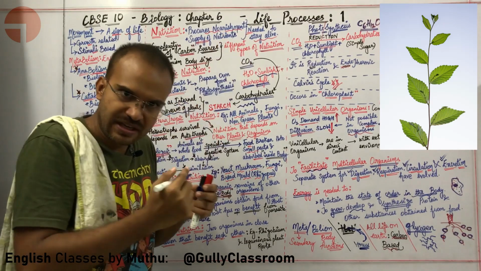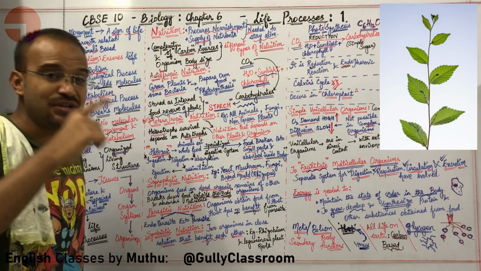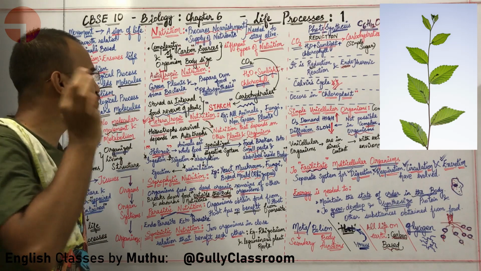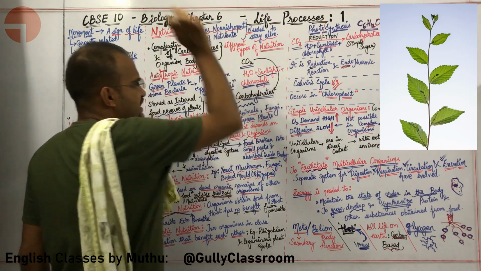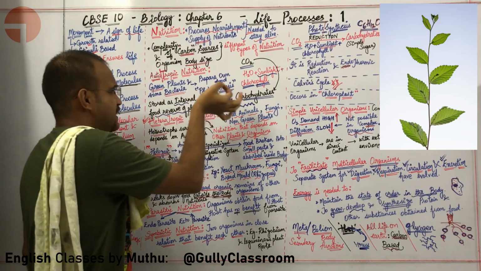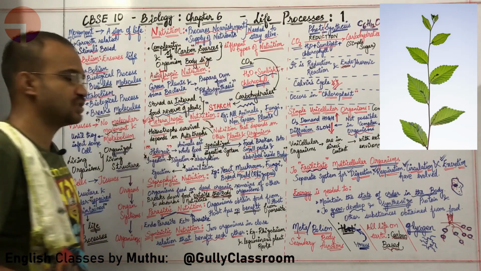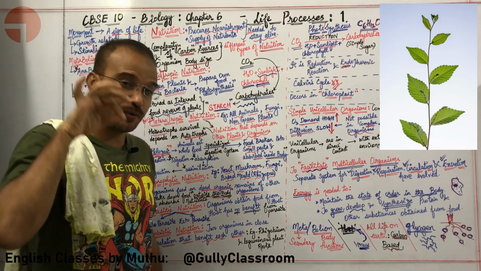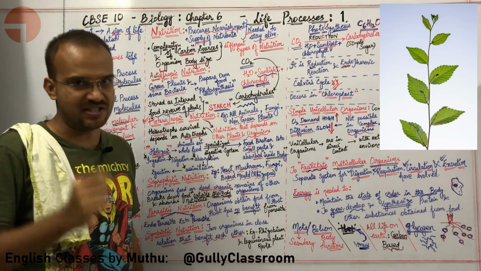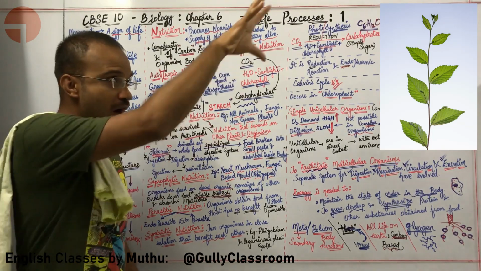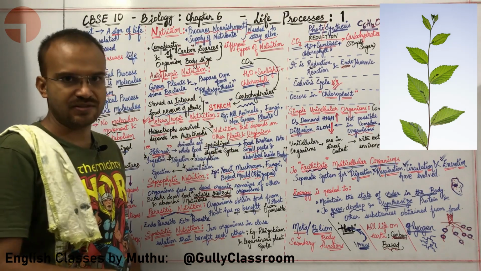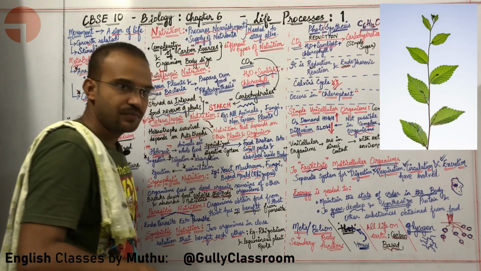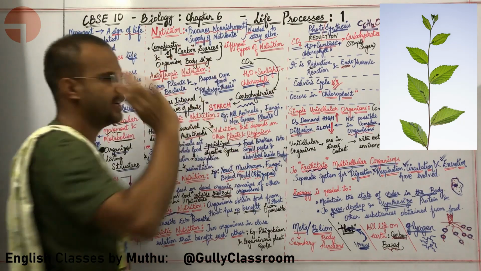Chlorophyll absorbs energy from the sun. This energy from the sun is used for converting carbon dioxide to carbohydrates with the help of water. This is basically photosynthesis. Photosynthesis is the process by which green plants which contain chlorophyll absorb sunlight and carbon dioxide, also water, and produce carbohydrates.